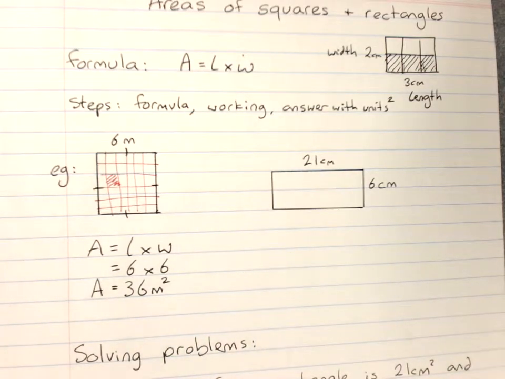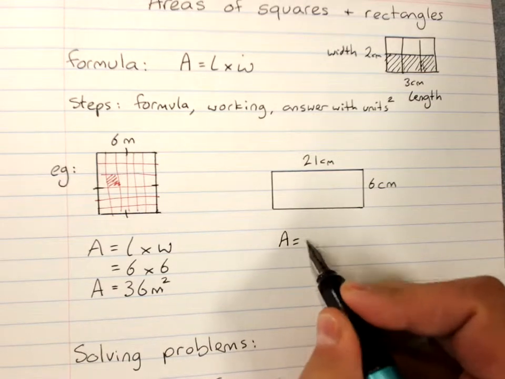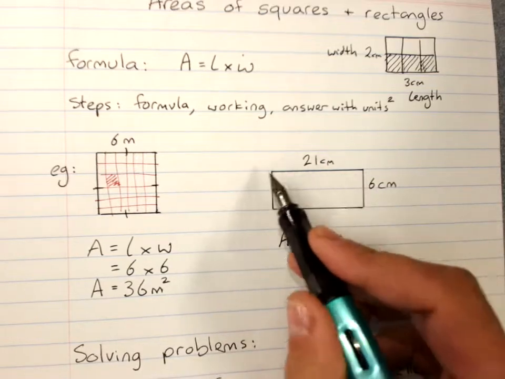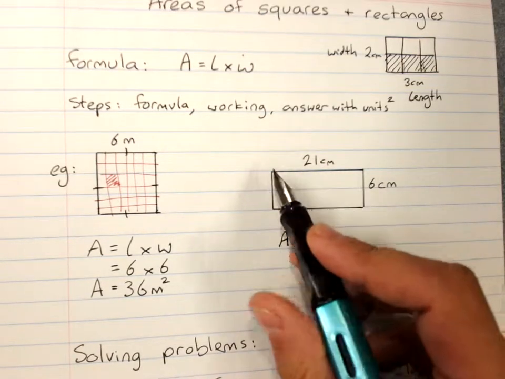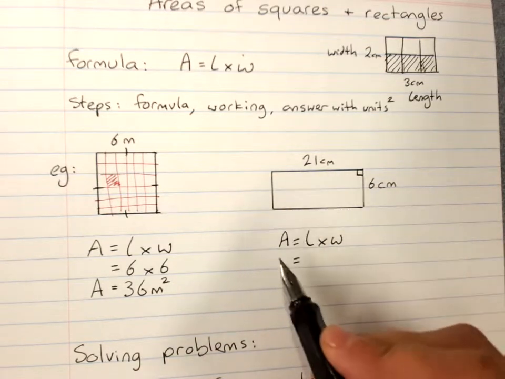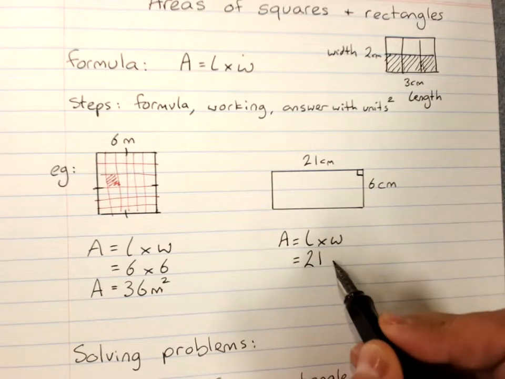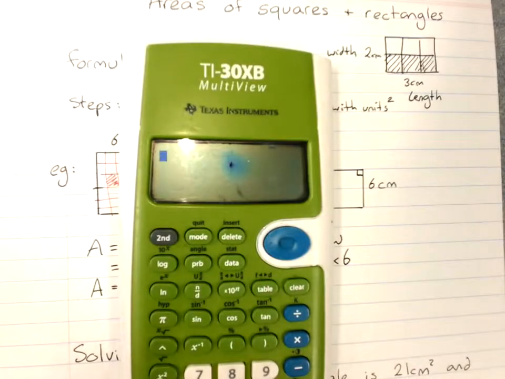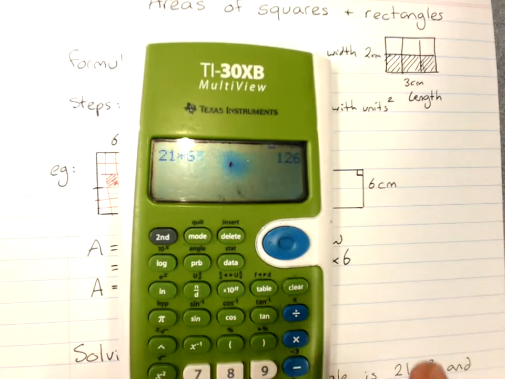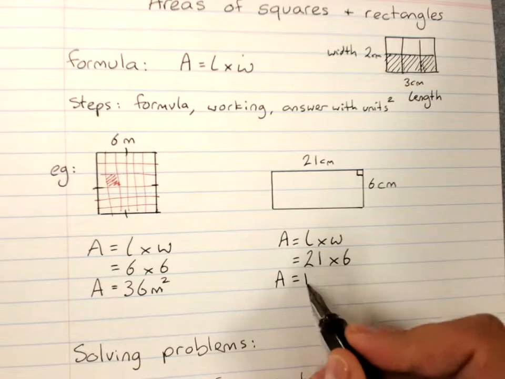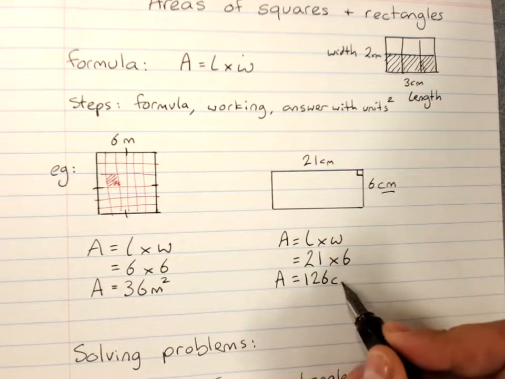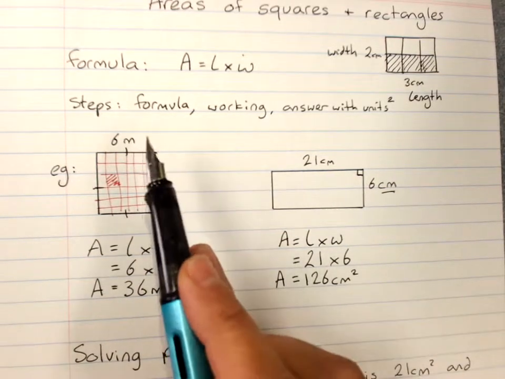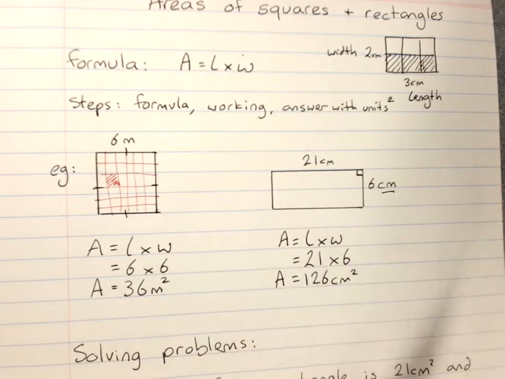Here's a rectangle, same strategy. Write the formula, area is length times width. Underneath, put the equal sign, length. Now it doesn't matter which is length and which is width, as long as they're at right angles to each other, which they are in a rectangle or a square. 21 times 6. Area equals, get the calculator if you want, 126, and that's in centimeters, so we were counting square centimeters. So formula, working, answer with units squared.